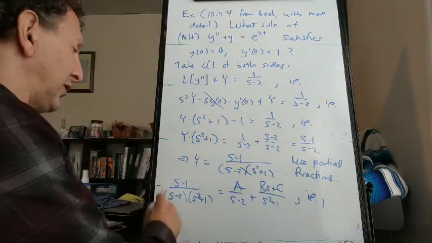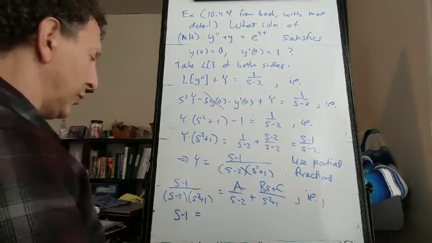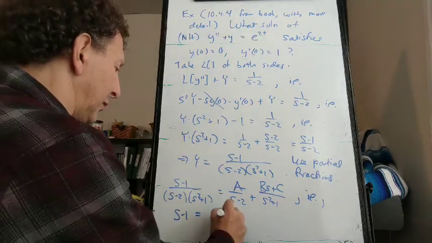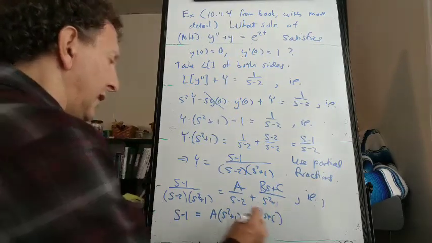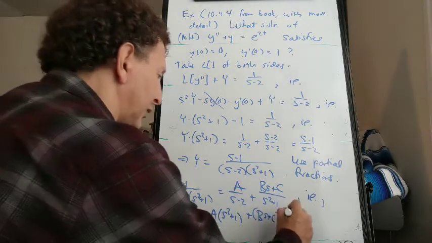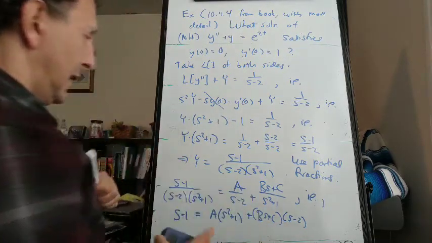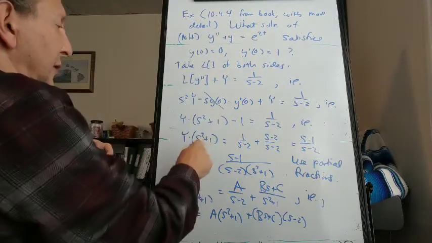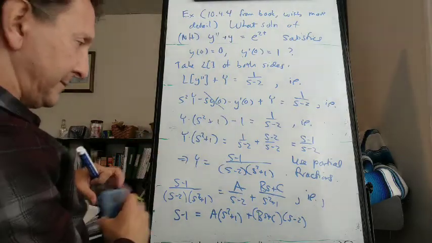Now if we multiply through by (s minus 2)(s squared plus 1) to clear denominators, s minus 1 equals a times (s squared plus 1), since s minus 2 cancels, plus (bs plus c) times (s minus 2), since s squared plus 1 cancels. Again, notice that what we had next to the y is basically the auxiliary equation, s squared plus 1. That's always going to happen.